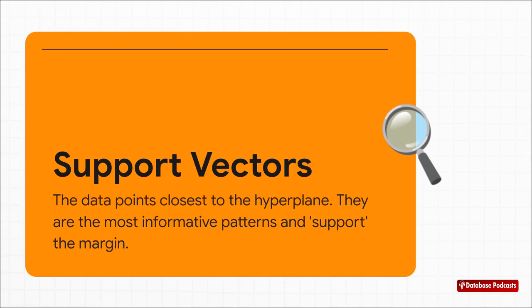This right here is exactly where the name support vector machine comes from. You see, the data points that are sitting right on the edge of that margin, those are the support vectors. They're the most important points in the entire data set because they literally support the hyperplane's position. You could move all the other points around, and as long as they don't cross that margin, the line wouldn't budge. But if you move a single one of those support vectors, the whole optimal line has to be recalculated.